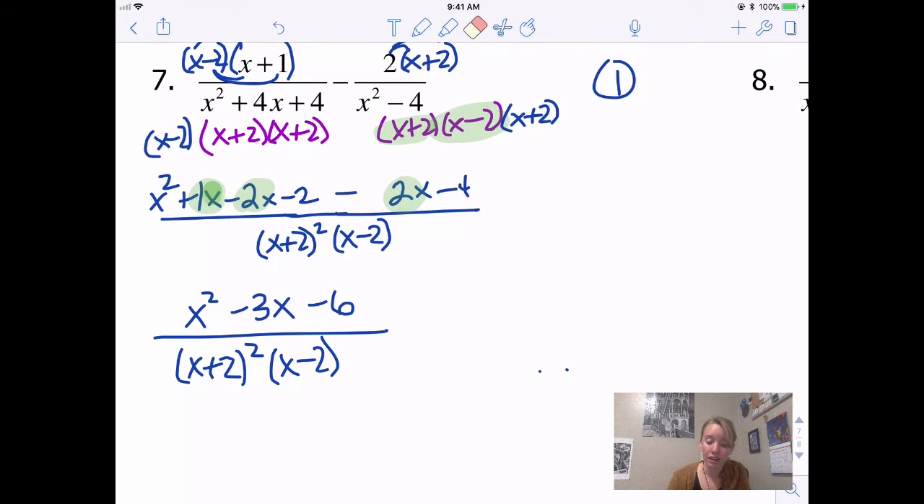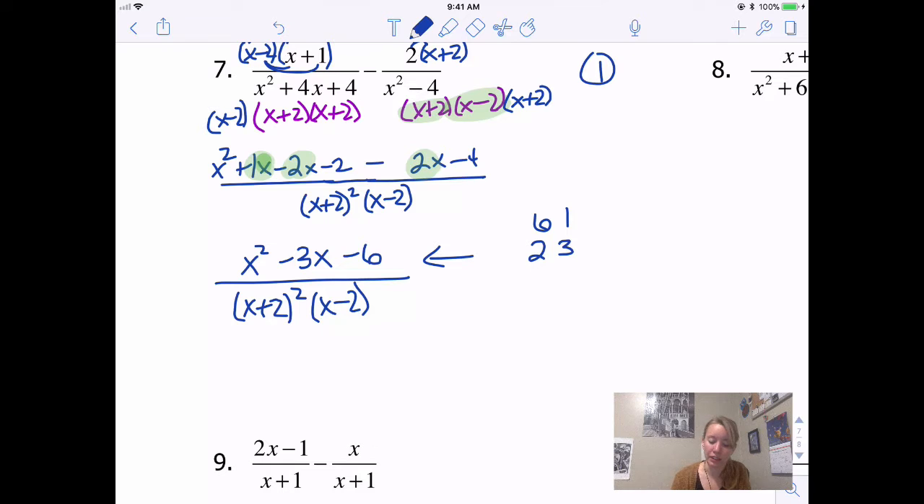Okay, we can think maybe we can factor the numerator. So things that multiply to 6 are 6 and 1, 2 and 3. I don't think there's any way for those to add up to negative 3. So we can leave it with this as my final answer, x squared minus 3x minus 6.